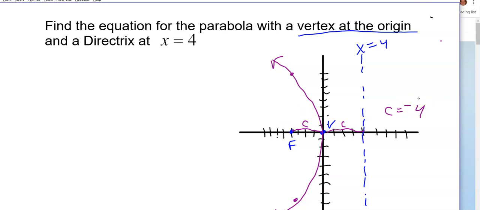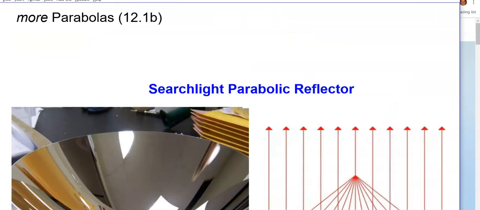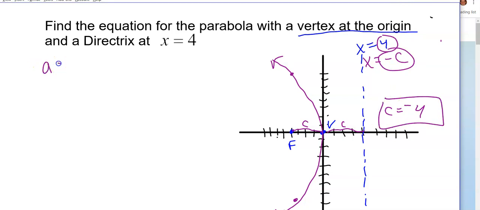The other way you could have gotten that c is negative 4 is looking at our equations. The directrix equation is x equals negative c. So if 4 is equal to negative c, doesn't c equal negative 4? So it does. So now we use our formula. a equals 1 over the quantity 4c. Well, c is negative 4. So a equals negative 1/16.